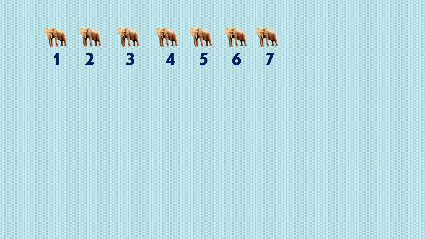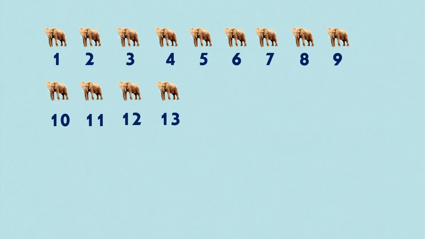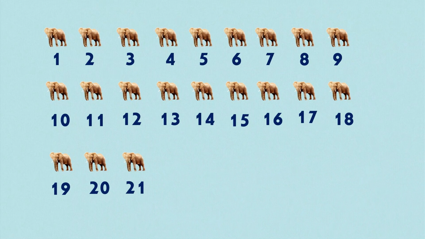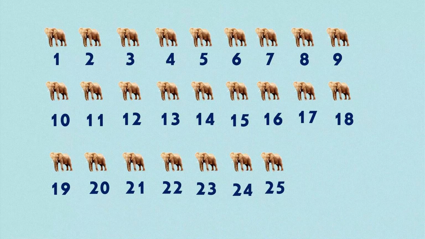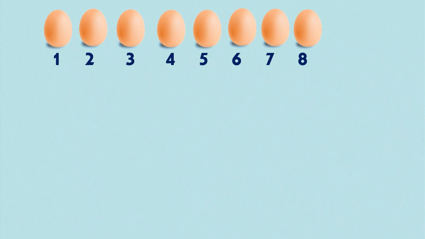0, 1, 2, 3, 4, 5, 6, 7, 8, 9, 10, 11, 12, 13, 14, 15, 16, 17, 18, 19, 20, 21, 22, 23, 24, 25, 26, 27. 27 elephants. 27.